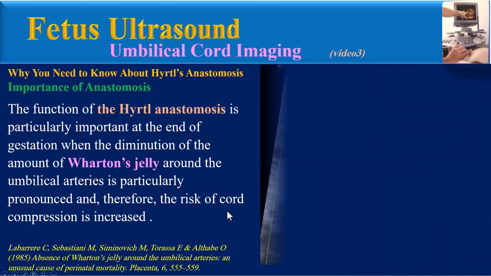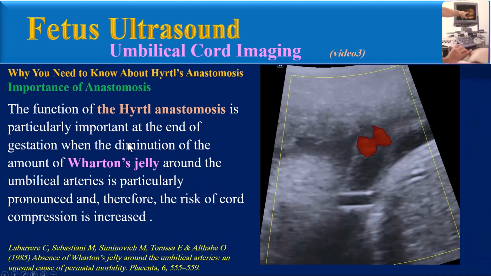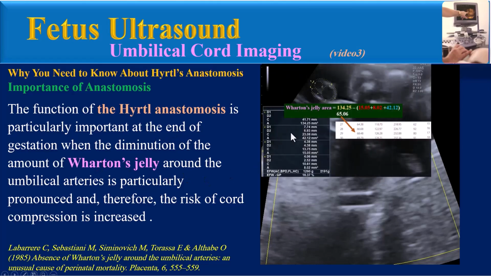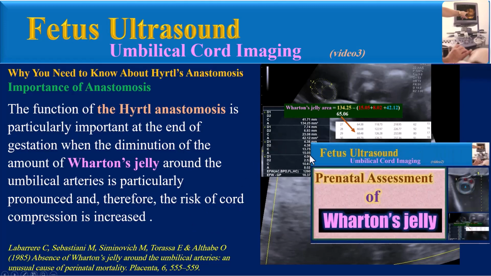The function of the Hyrtl anastomosis is particularly important at the end of gestation, when diminution of the amount of Wharton's jelly around the umbilical arteries is particularly pronounced and therefore the risk of cord compression is increased. You can find a full explanation about prenatal assessment of Wharton's jelly in this video.